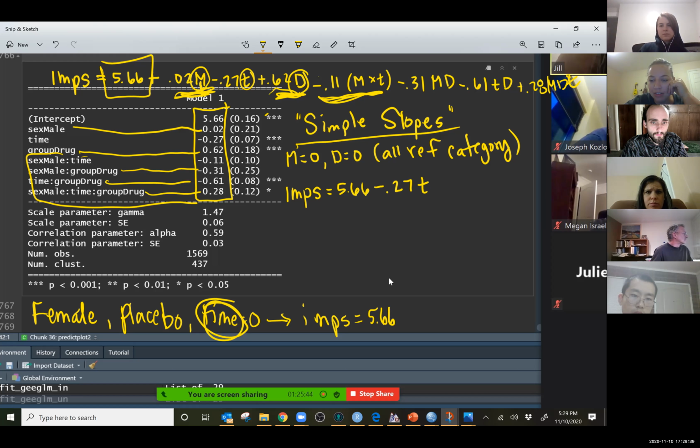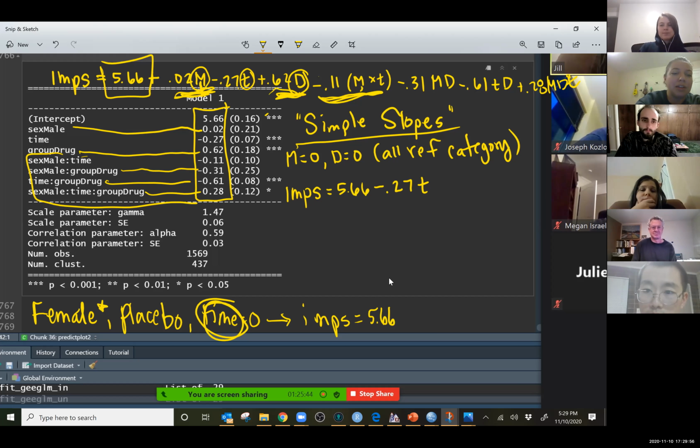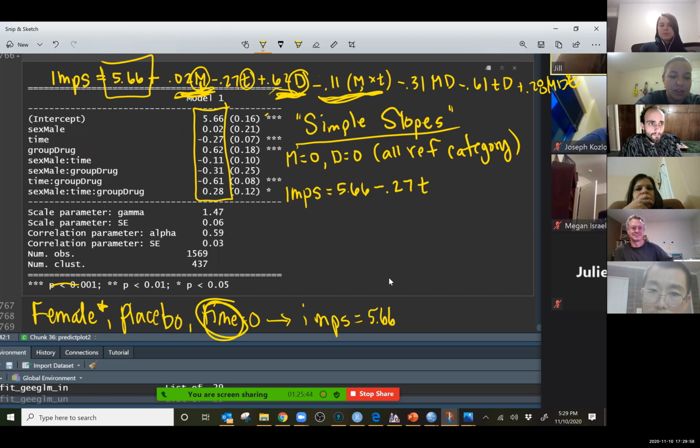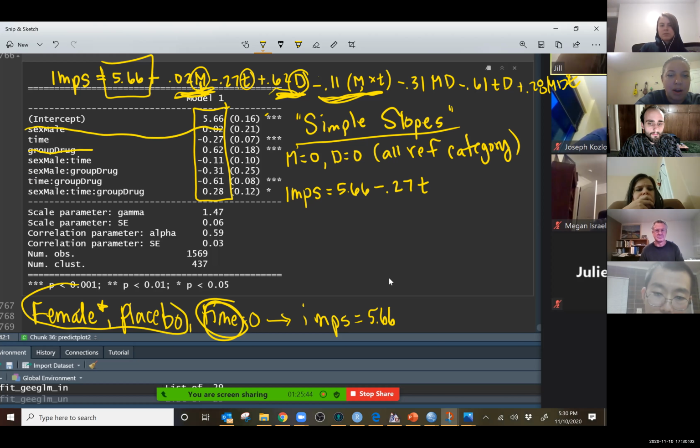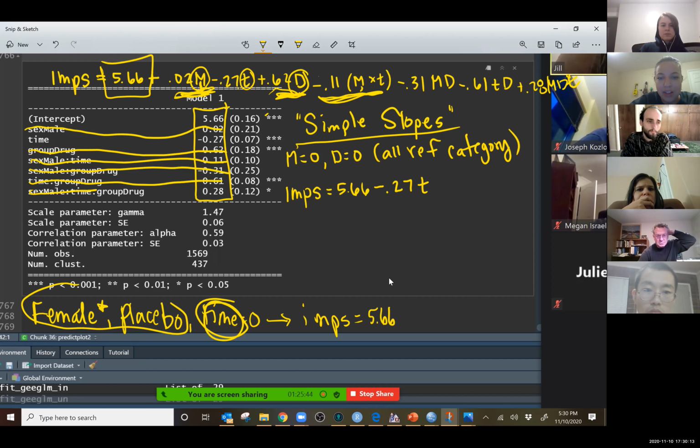If they're a male, or if we're talking about female, then we plug in a 0 here. And it doesn't matter what else is there. If we time by 0, what happens? It goes away. So if we're talking about a female in the placebo group, this parameter goes away. This parameter goes away. Sex is female, that goes away. Sex is female, that goes away. Placebo group, that goes away. Sex is female. What are we left with?